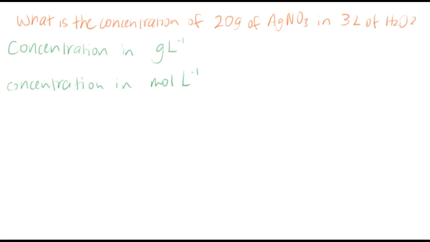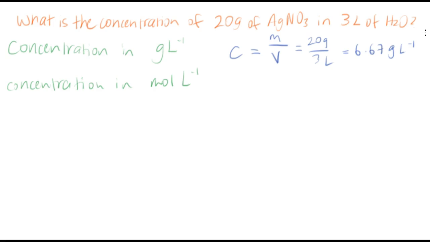So let's first calculate what we have in grams per liter. Grams per liter is actually pretty easy. Concentration we can give as a C. C for concentration is just literally the mass of our solute over the volume of our solvent, which is simply 20 grams over 3 liters, which is around about 6.67 grams per liter.